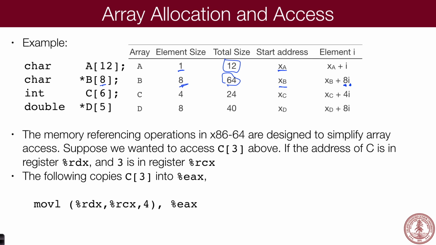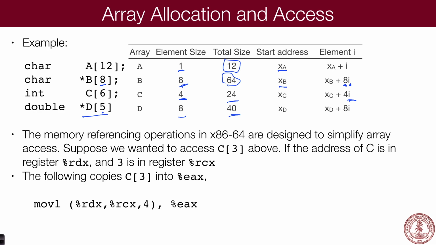Okay, same thing for an integer array of 6 elements, right? Each element is 4 bytes. It's going to be 24 total, xc, and then xc plus 4i for the scaling. All pointers are going to give you the same exact type of value for the element size, and then the total size is just the element size times the number of elements. Okay? Pretty straightforward, hopefully?